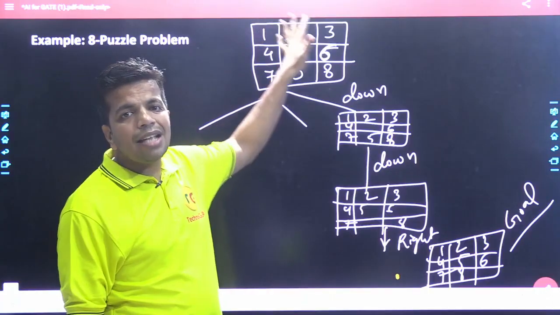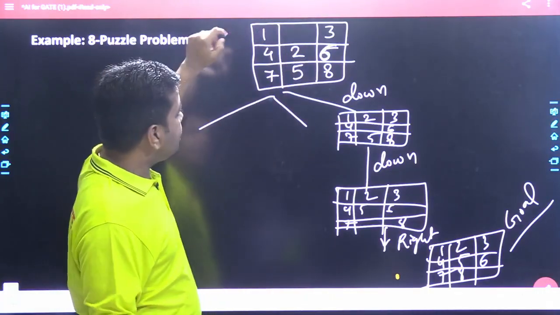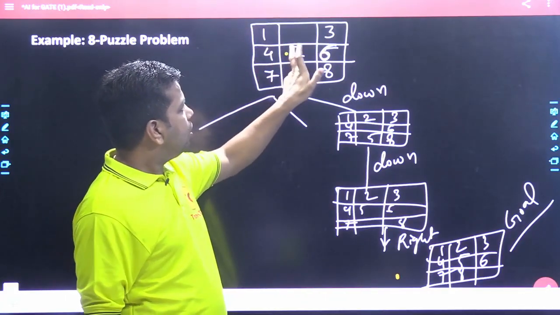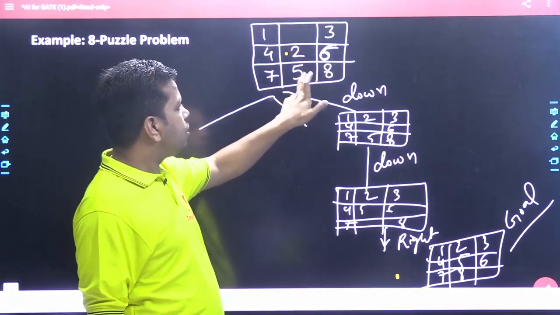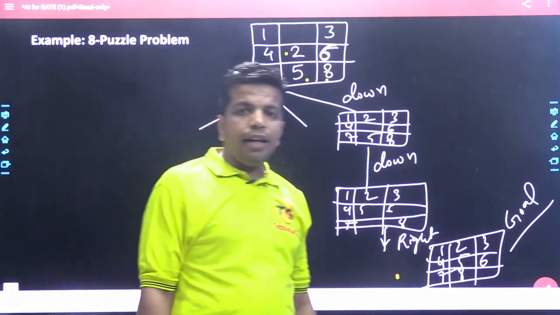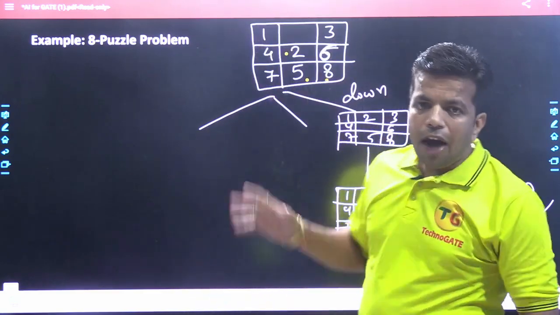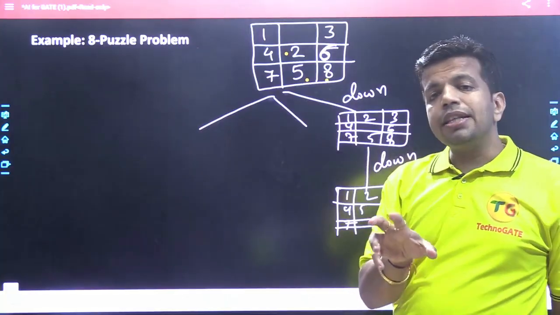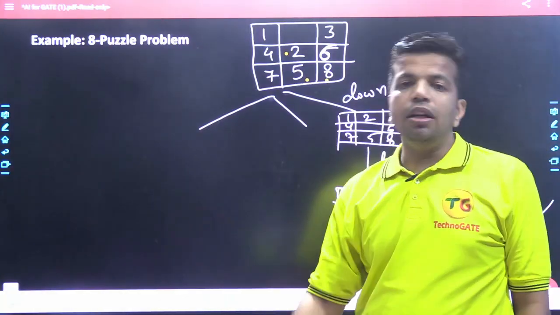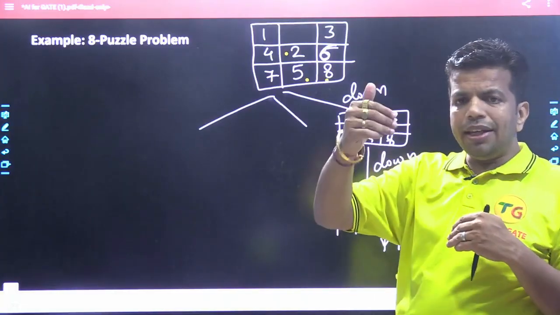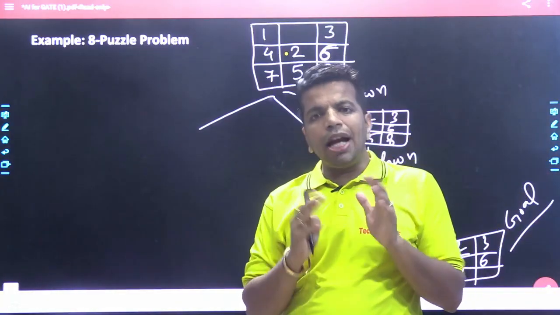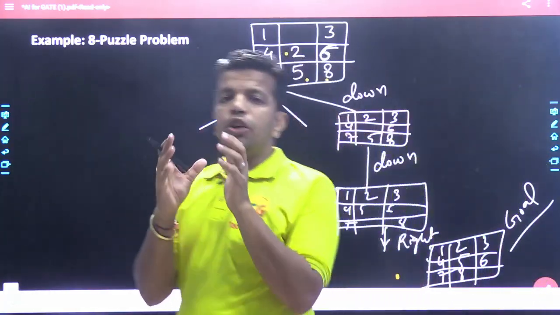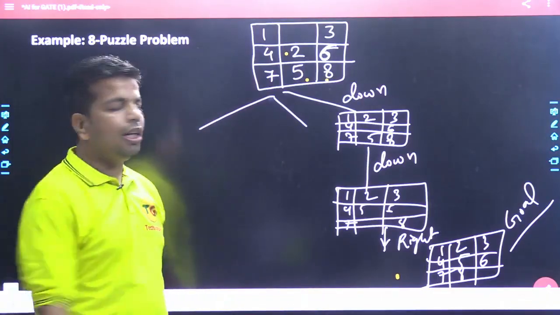Initially, how many tiles are not at their actual places? You can see here 2 is not in its actual place. 1 2 3 4 5 6 7 8 9. So these three tiles are not at their actual location. After performing down, up and left moves, check how many tiles are not at their actual location. If the number of such tiles is going to increase, then we are not going to explore that particular node. If the number of tiles not at their actual location decreases, then you can explore that particular node.